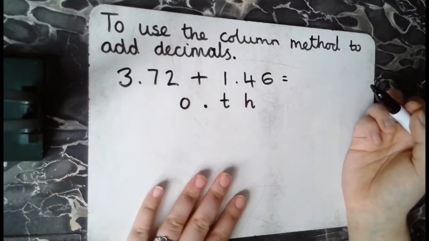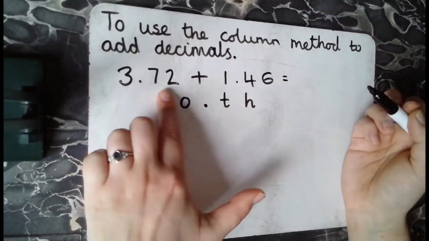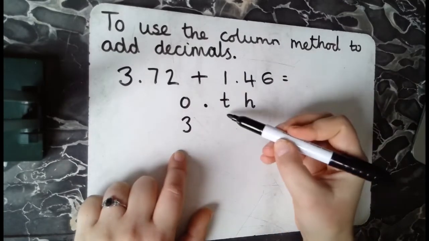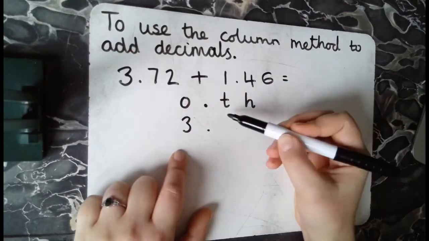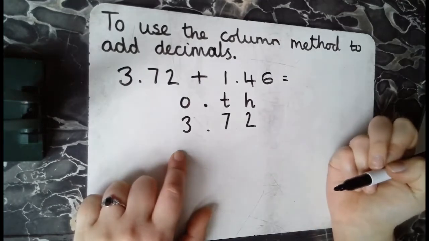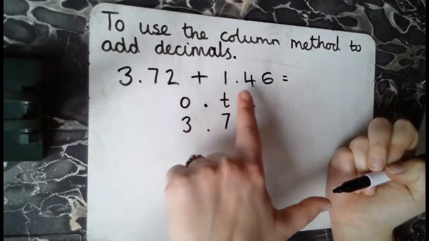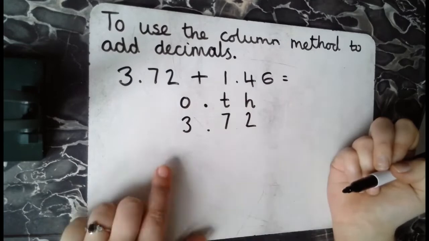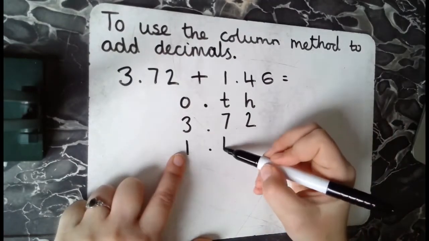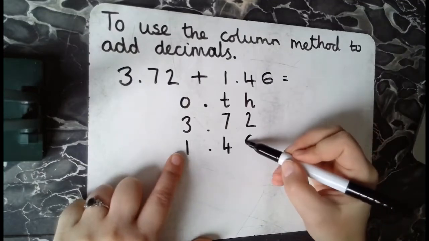So I can now place my first addend into the right columns. I've got 3 ones, pop the decimal place in there so I don't forget it, 7 tenths and 2 hundredths. That's step 2 done. On to step 3, which is to repeat step 2, but this time with the second addend, so that's this number here. I've got 1 in the ones column, 4 in the tenths column, and 6 in the hundredths column.